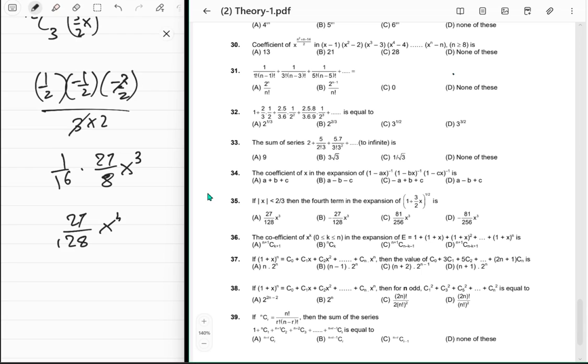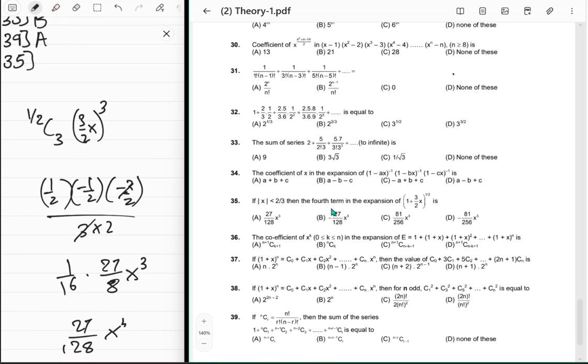That's the fourth term. The first term will be just 1. Second term will have 1 upon 2. Third term will be negative. Fourth term will be positive. Right. It should make sense. So 27 upon 128 x power 3, which is 35th.